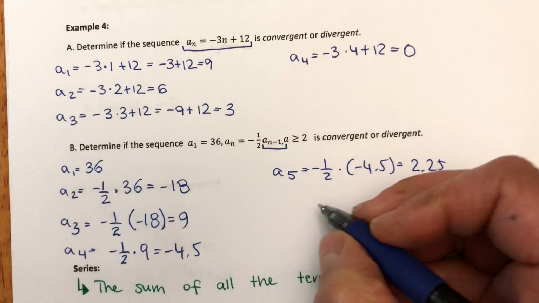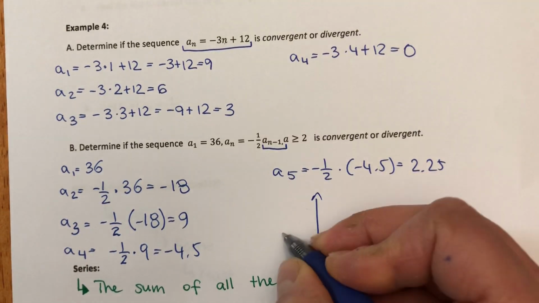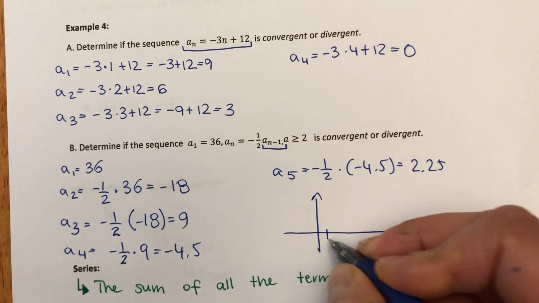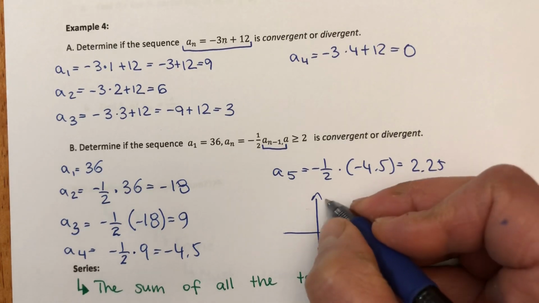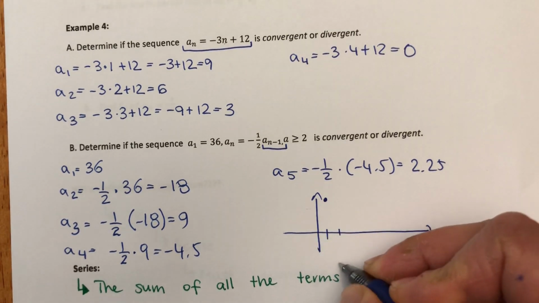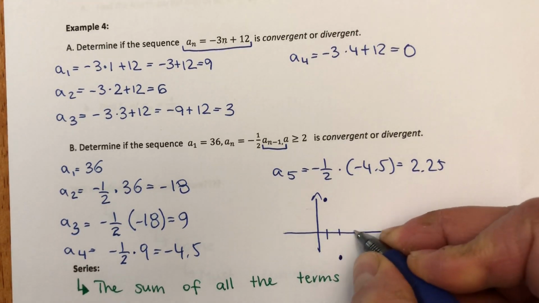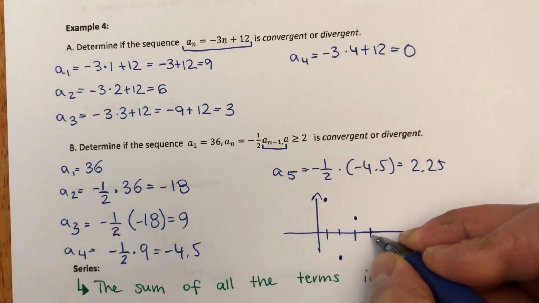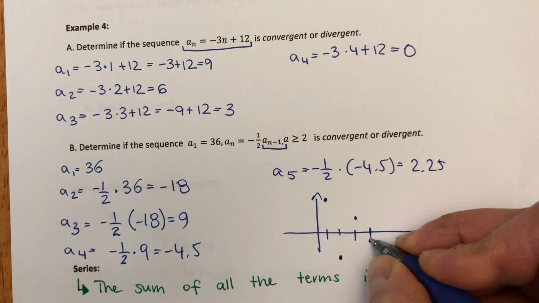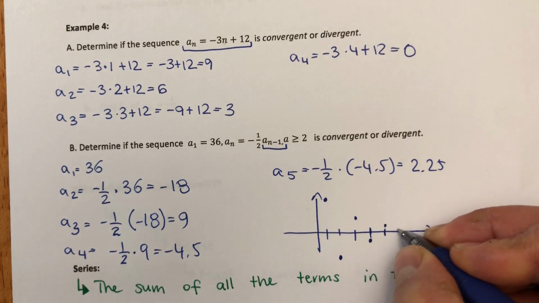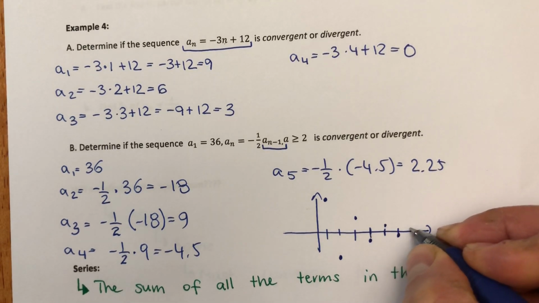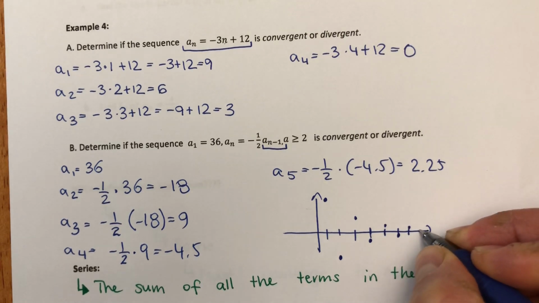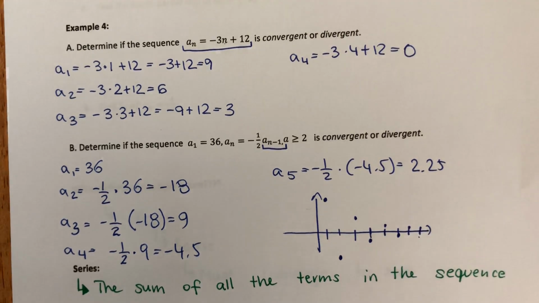Well, I want to make sure I know what this means, and if I am not sure what to do or what this means, I draw a picture. So for my first term, I am at 36. For the second term, I am at negative 18. For the third term, I am at 9. For the fourth term, I am at negative 4.5. Fifth term, and you can see how this pattern continues, and you see how our limit appears to be 0.